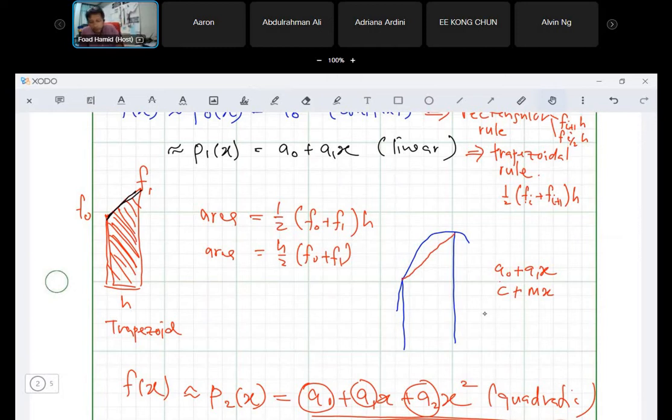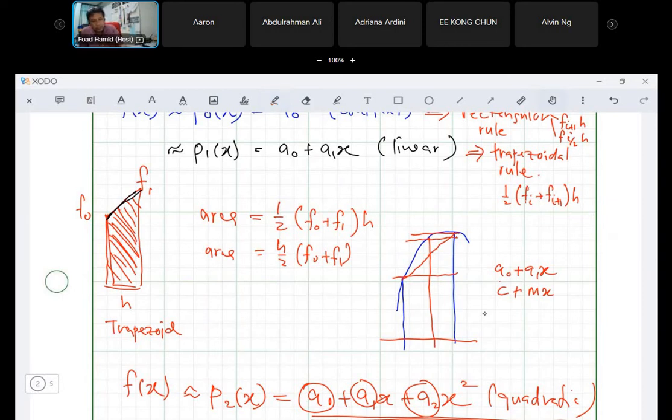Hopefully this is a much better approximation than the rectangular rule. This is what we call the left sum. This is what we call the right sum. In this case, this is what we call the midpoint. So this is how we do it.